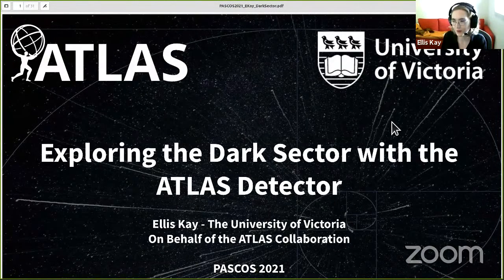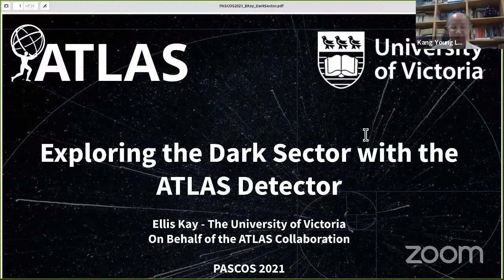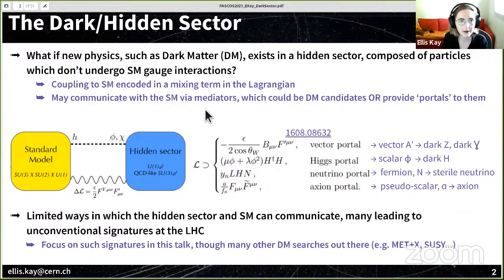Okay. So good morning. Good afternoon. I'm going to be talking about the dark sector searches that are ongoing in the ATLAS detector. So I'll start straight away. The idea is that new physics like dark matter might exist in some hidden sector or dark sector, which is composed of particles which don't undergo standard model gauge interactions. And then maybe they could couple to the standard model through some sort of mixing term in the Lagrangian.